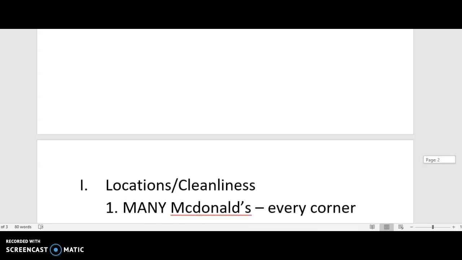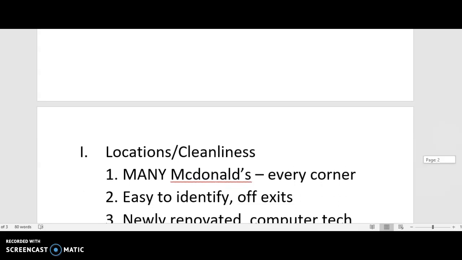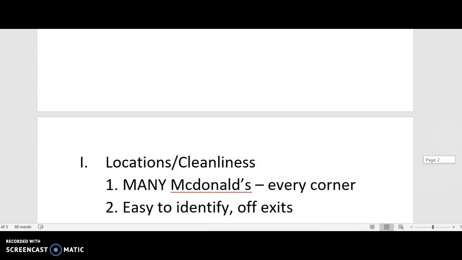They're on every corner. They're easy to identify. They're generally right off of exits. So if you notice the one right near Wegmans, as you come into Walkersville, it's right off the exit. That's a typical business plan, is to put a McDonald's right off an exit. These are pros. These are the good things about McDonald's.